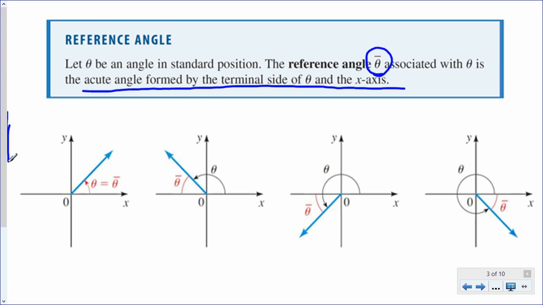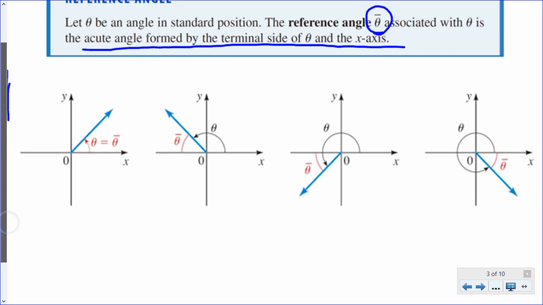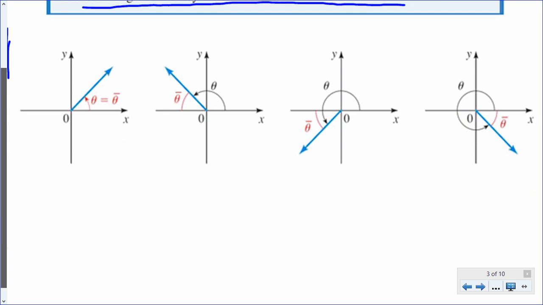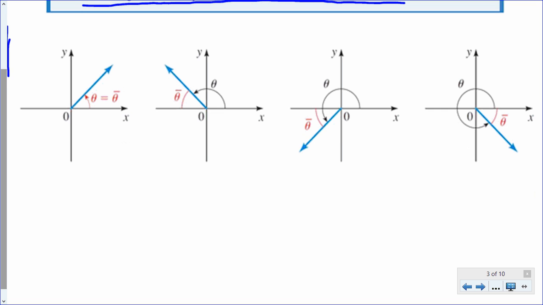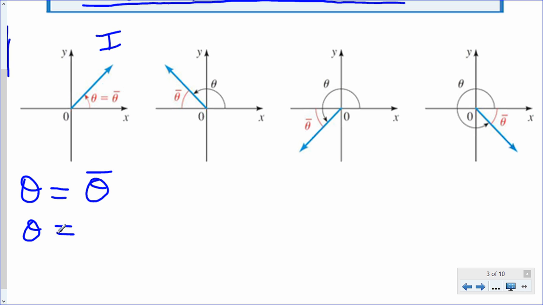Okay, so let's look at these. When the terminal side is in quadrant 1, theta is actually equal to the reference angle. Okay, so they're one and the same. So for instance, and we're just going to use pi over 4. If, let's just say, theta is equal to pi over 4, then the reference angle is pi over 4.